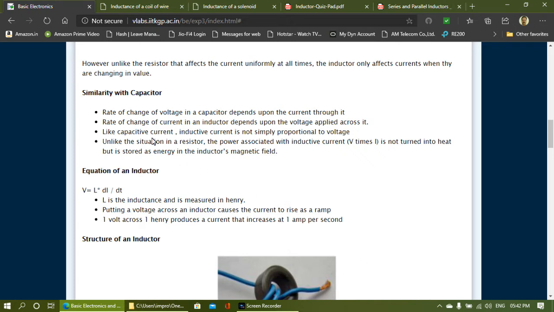They have a few similarities with the capacitor also. The rate of change of voltage in a capacitor depends upon the current through it. The rate of change of current in an inductor depends upon the voltage applied across it. Like capacitive current, inductive current is not simply proportional to the voltage. Unlike the situation in a resistor, the power associated with the inductive current, V times I, is not turned into heat but is stored as energy in the inductor as a magnetic field.